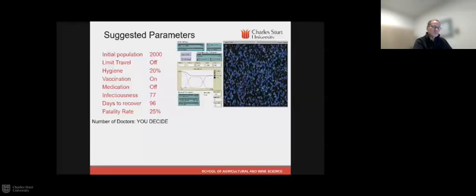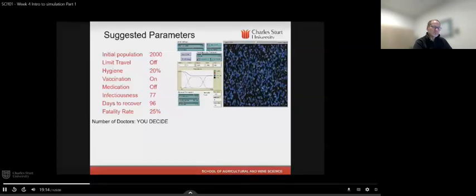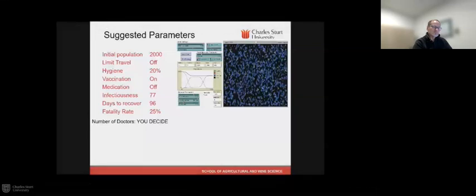Medication I have off because I think that's useful to just have that off. Infectiousness. Well, I've got a setting there of 77, but does anyone know what infectiousness means? Yeah, chance of infection. If we had 100% infectiousness, then you guarantee people are going to get infected. That is not the same as fatality rate.